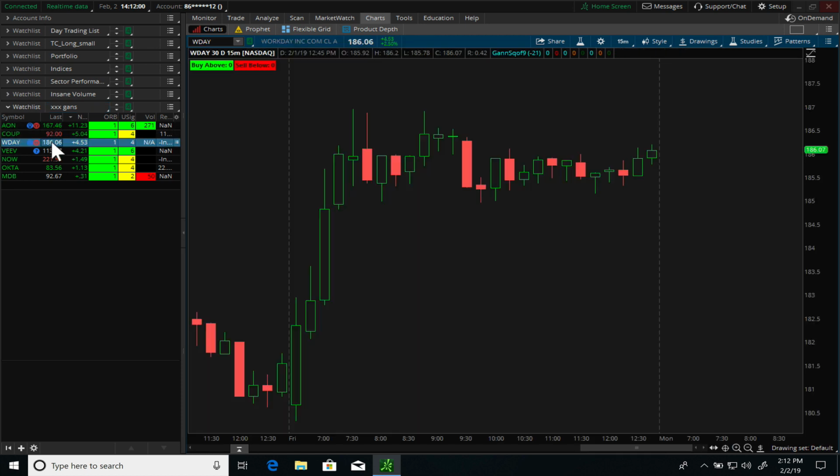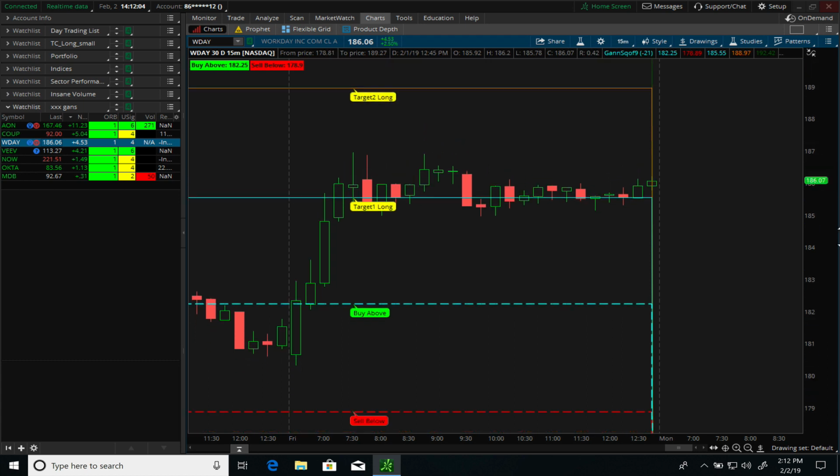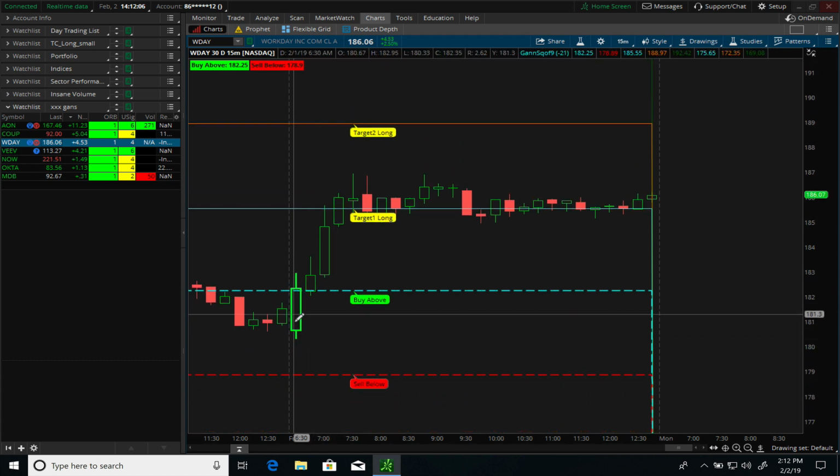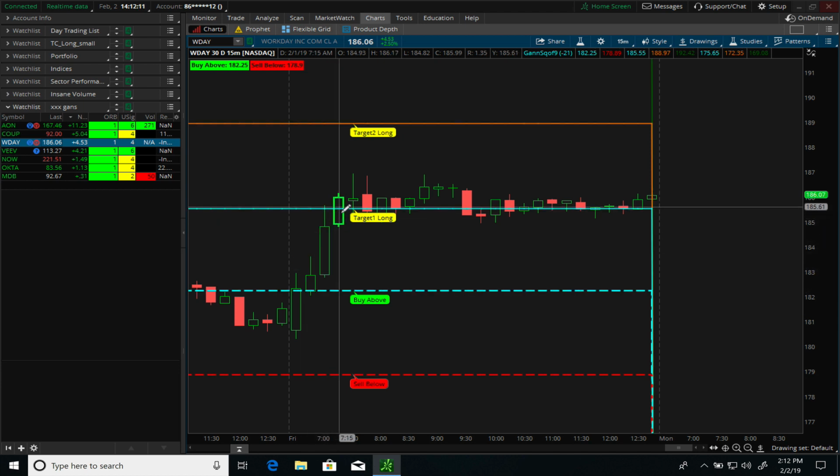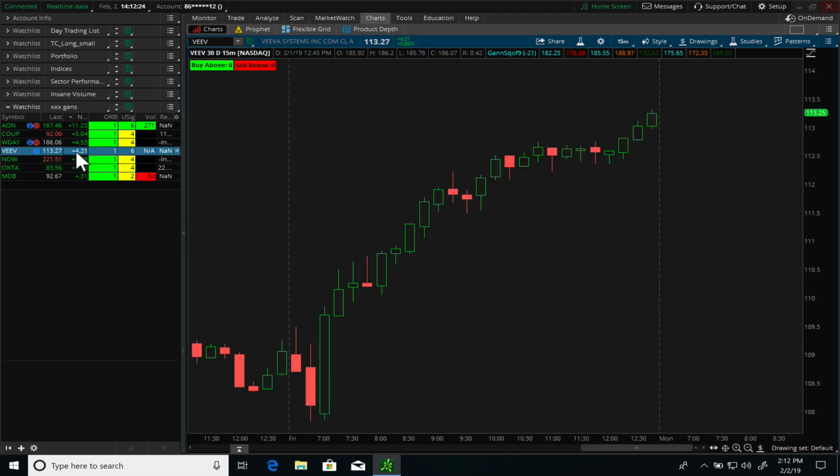So let's look at Workday as another example, right? Similar kind of setup. The stock opened, and once it took out the buy above, you could go long on this, and it basically hit target one and kind of meandered around that for the rest of the day. But either way, if you had taken this, it went from 182 to at least about 185, which isn't bad profit, especially if you're doing intraday trading.